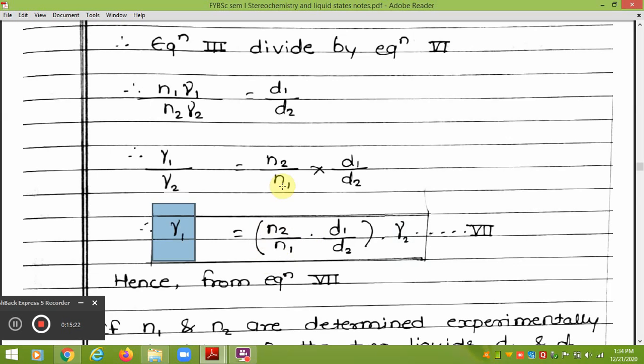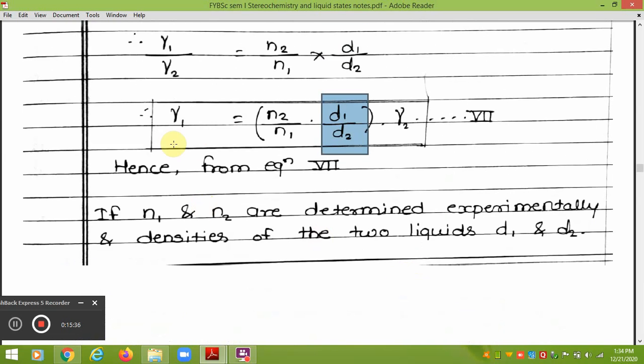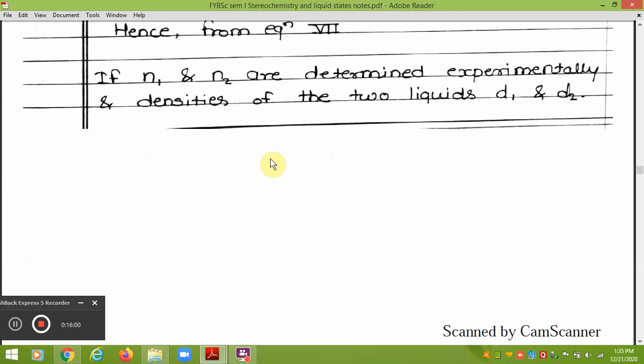d1 and d2 are the densities of the two liquids, which are provided. If N1 and N2 are determined experimentally with the stalagmometer and the densities of the two liquids are given, then we will be able to calculate the surface tension of the unknown liquid, that is gamma 1. In some books, you will find gamma 2 is equal to N1 upon N2 into d2 upon d1 into gamma 1. Both are the same, it doesn't matter, because we are comparing the surface tension of the two liquids with the help of their number of drops and density. This is the way by which we can calculate the surface tension of the given liquid if the surface tension of another liquid is known to us.